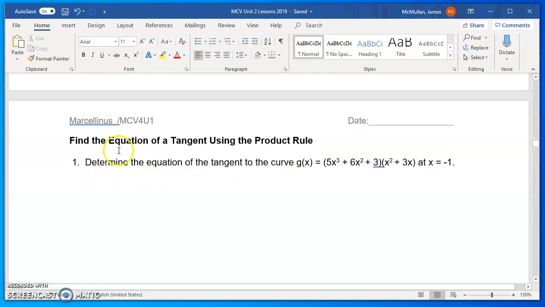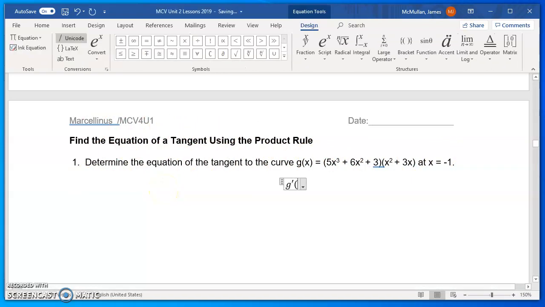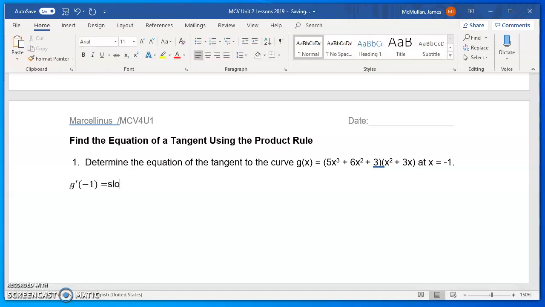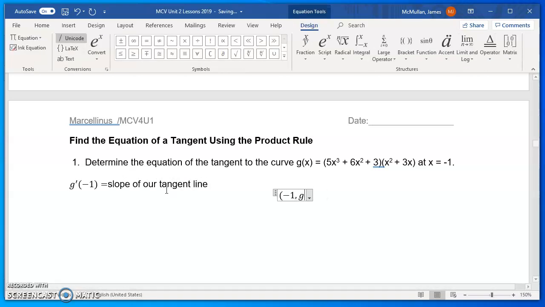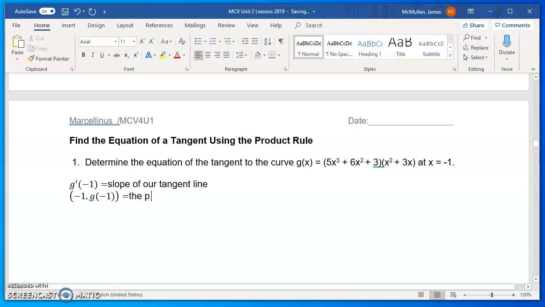So next we need to do the equation of a tangent. Of course, to get the equation of a tangent, we require two things. We need g prime of negative 1, which will tell us the slope of our tangent line. Then we need the point negative 1, g of negative 1, which will tell us the location of a point, let's just call it the point of tangency. Again, what I mean is simply the point where our tangent goes through.